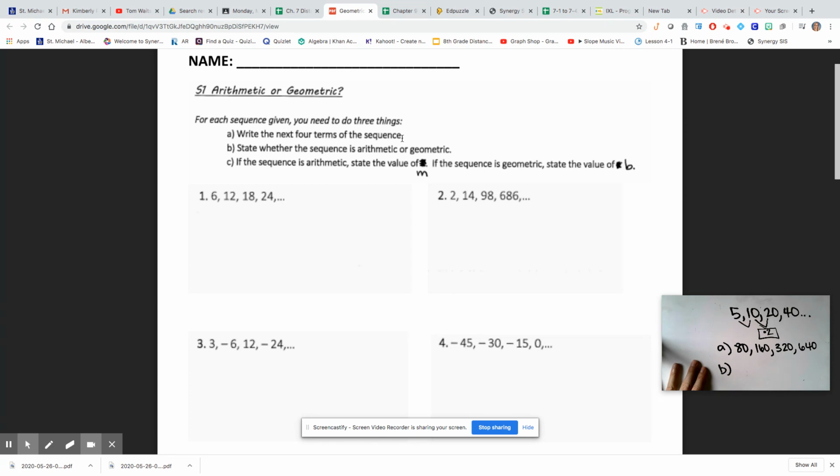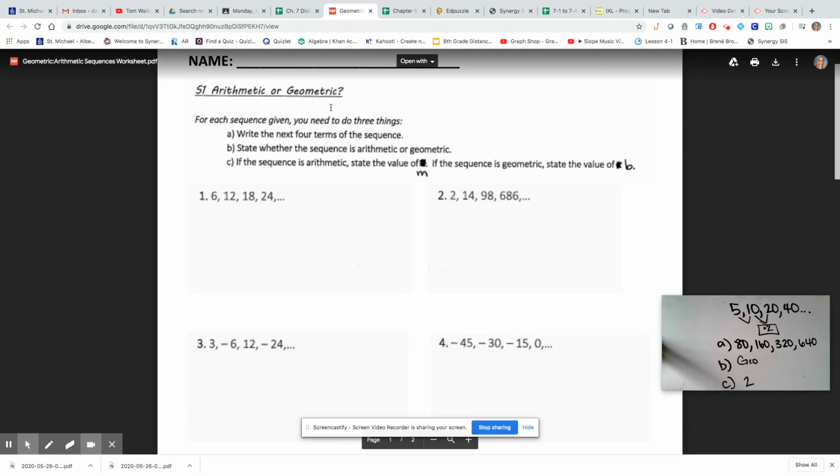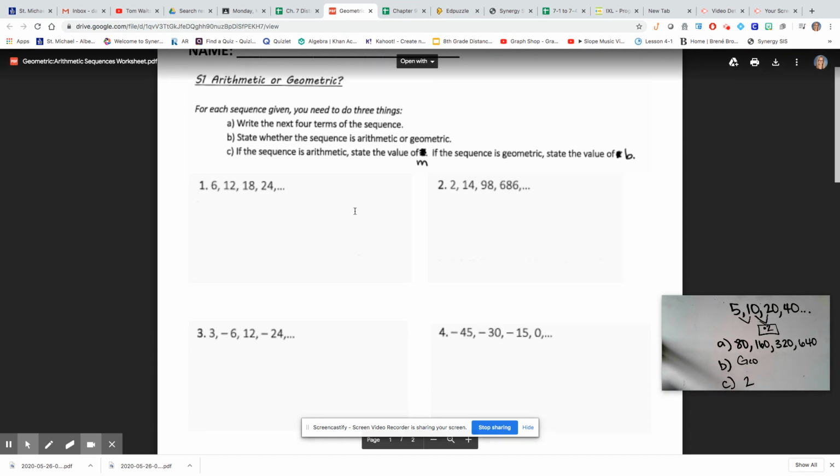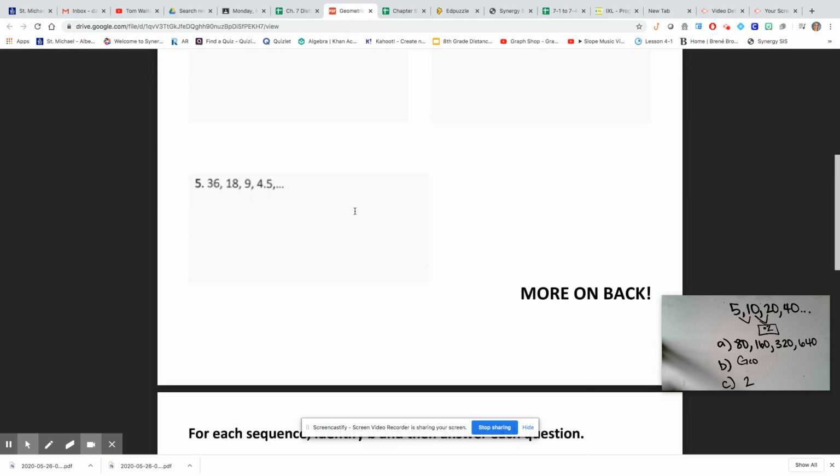State whether it's arithmetic or geometric. If it's multiplying, it's geometric. And C, the value of b is this number right here, the number that you are multiplying by. So then you would say 2 or plus 2. Now pause the video, take a few minutes, and do some of these ones here.